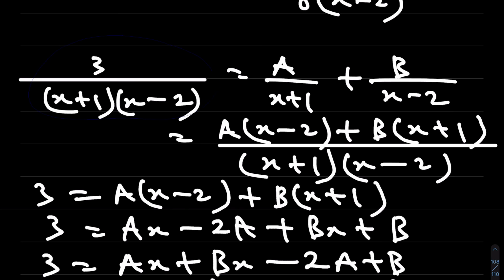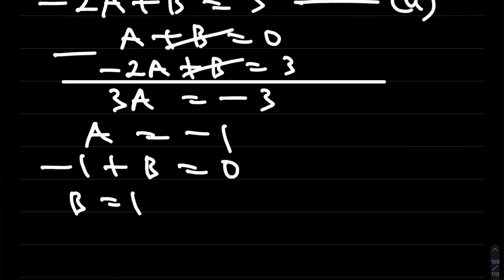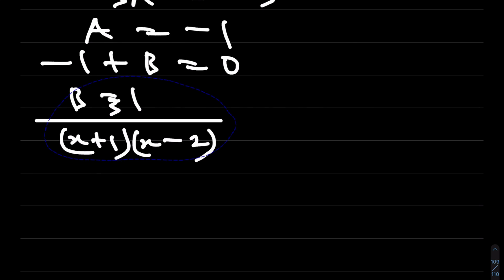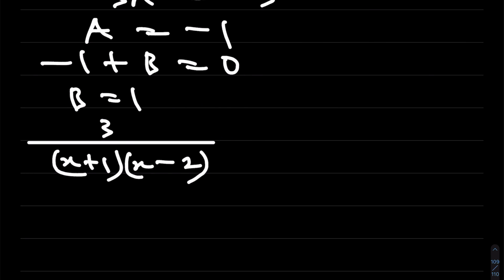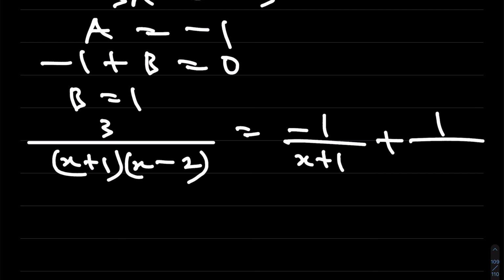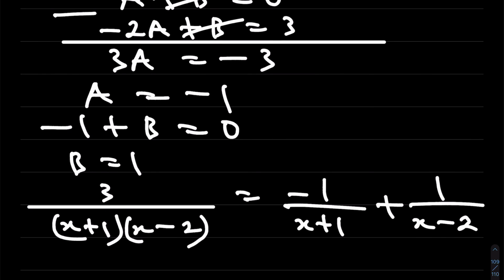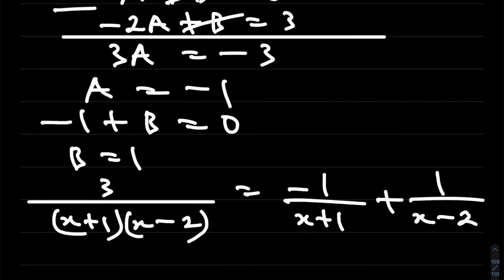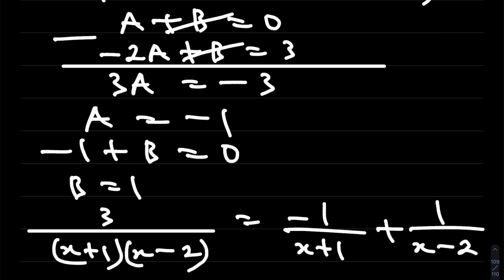And that therefore means the fraction 3 over x plus 1 into bracket x minus 2 is equal to A, which is minus 1 over x plus 1, plus B over x minus 2, which is 1 over x minus 2. And that's it, very, very simply. The method I used here is the method of comparing coefficients, and it's just as easy too.